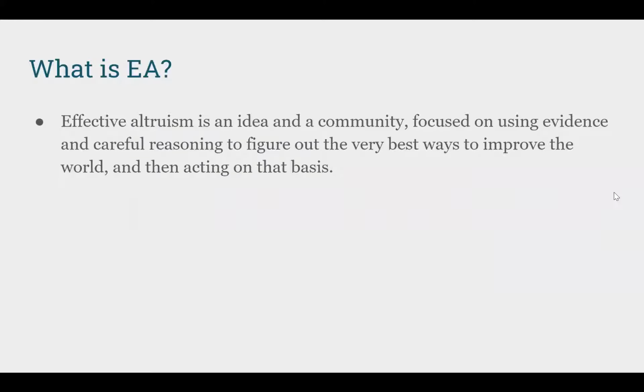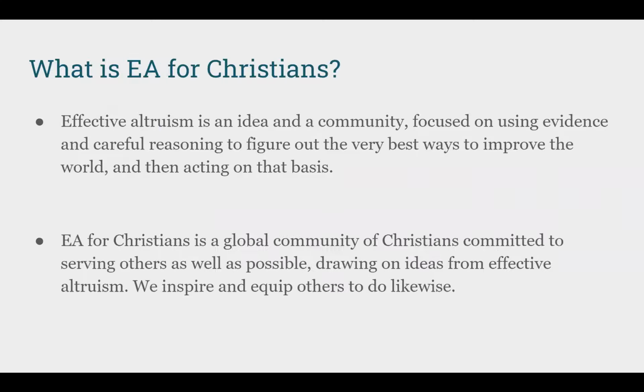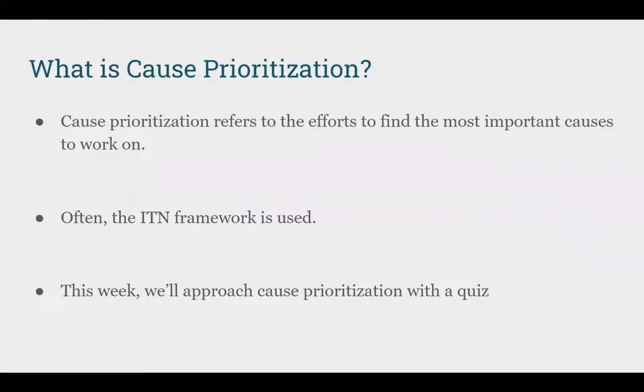So just as a quick recap, I think we all know what EA is, so I won't go over this. What is cause prioritization? Cause prioritization refers to the efforts to find the most important causes to work on. And oftentimes the ITN framework is used. This is the importance, tractability, and neglectedness framework. We want to work on causes that are, all else equal, really important or very large in scale, that are tractable, that have plausible solutions to them, and also that are neglected. All else equal, we want to focus on causes that people aren't already tackling, so that if we actually choose to tackle it, we're getting something done that wouldn't otherwise get done.